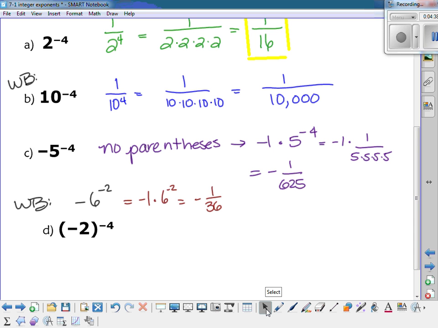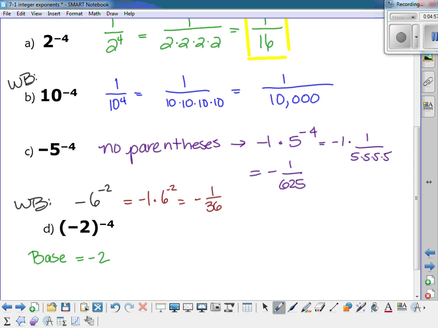All right, now for this one, oh, that didn't work too well. Okay, for D, I've got negative 2 in parentheses raised to the negative 4 power. So this time my base is negative 2. So first of all, it'll be 1 over negative 2 to the positive fourth power. I'm doing 1 over negative 2 times negative 2 times negative 2 times negative 2. My base is negative 2, so that's getting multiplied every time. What's it come out to? Positive or negative? It's going to end up being positive because the negative times the negative is positive, and we do that twice. So whenever you have an even exponent, it's going to come out to a positive number if you have a negative base. So we get 1 over 16 again.